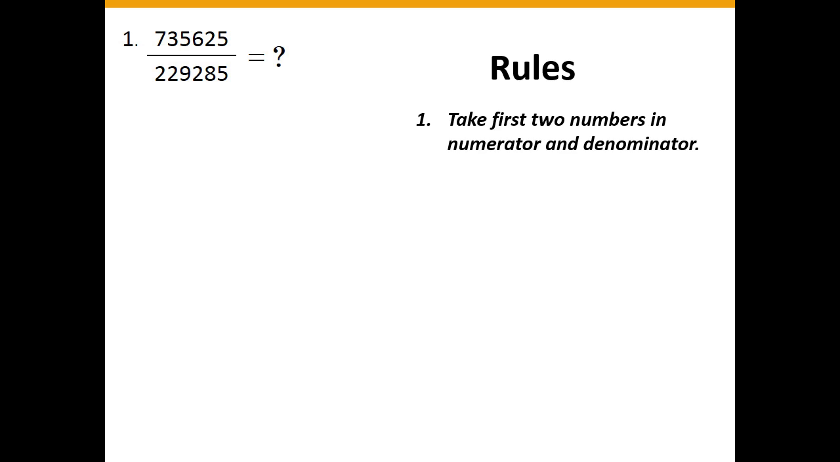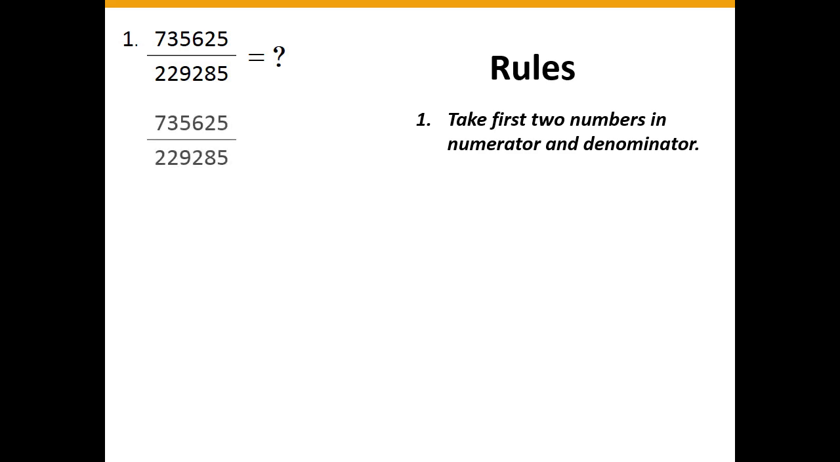You may have a question why we want to take two digits from numerator and denominator, because count the digits in the numerator and denominator. 1, 2, 3, 4, 5, 6. In both sides we have 6 digits. So when we have equal digits of number on both sides, we want to take first two numbers from both sides and divide them. Okay.